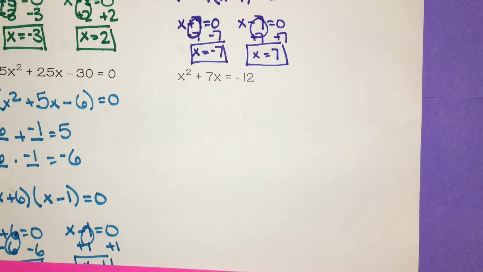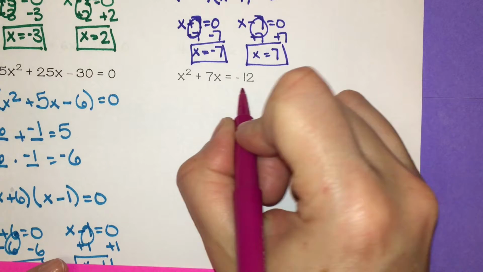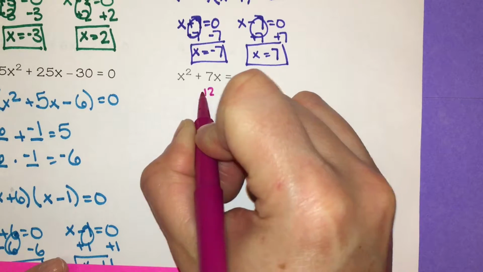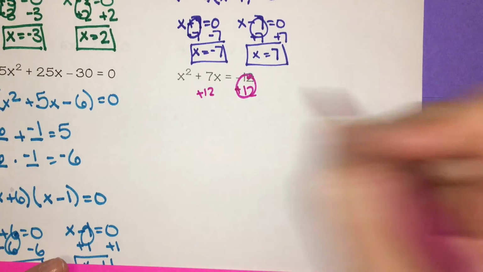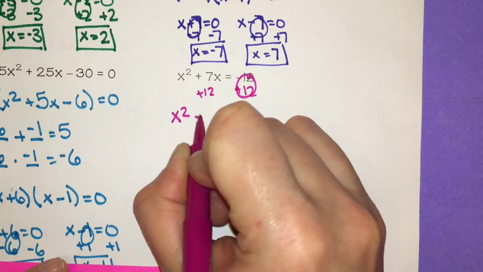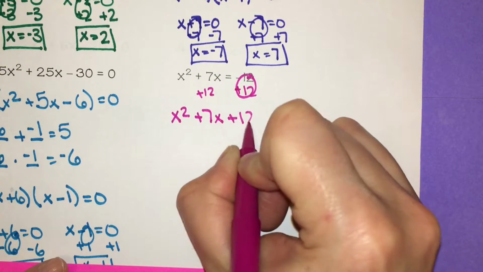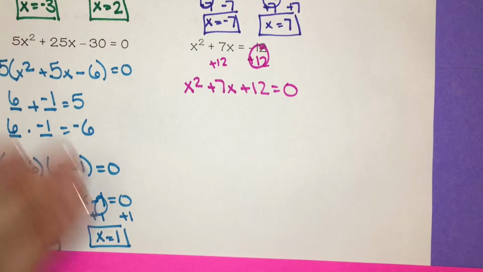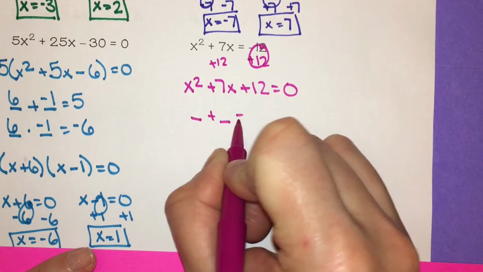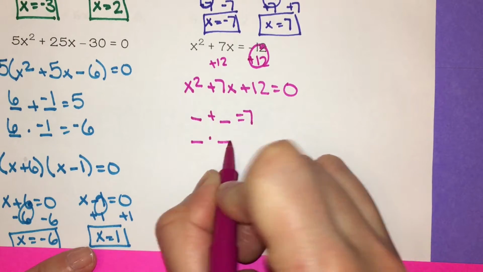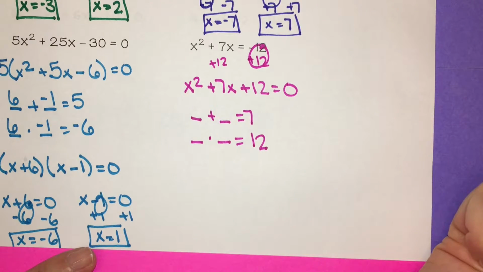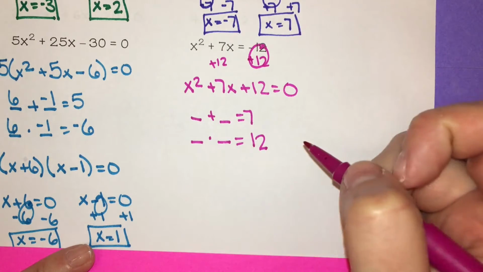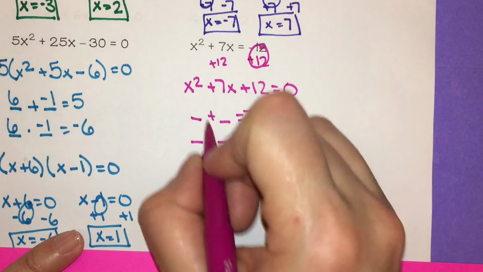All right, you might have noticed on this one that it doesn't equal 0. That means we have to move that negative 12 to the other side because it has to equal 0 on the right. So I'm going to add 12 to both sides. Negative 12 plus 12 is 0. So my left side is x squared plus 7x plus 12 is equal to 0. So you always have to make it equal 0 on the right. All right, so figure out what we add together to equal 7, what we multiply together to equal 12, and we have 3 and 4.